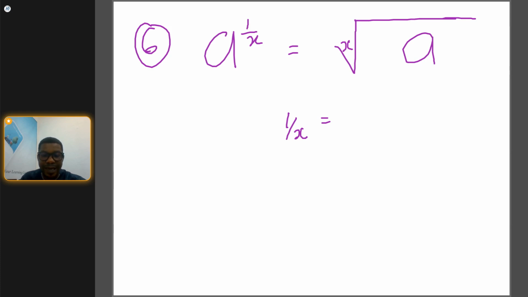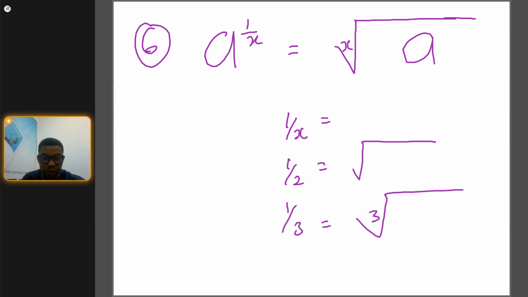Or let me say the x root, because we have square root, we have cube root, we have fourth root, and we have the fifth root, and so on and so forth. So if I have 1 over 2 here as the power, it means I'm talking about the square root. If I have 1 over 3, I'm referring to the cube roots. If I'm having 1 over 4, I'm referring to the fourth root, and so on and so forth. So this power here represents the roots we are working with.